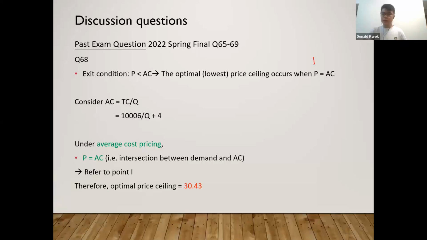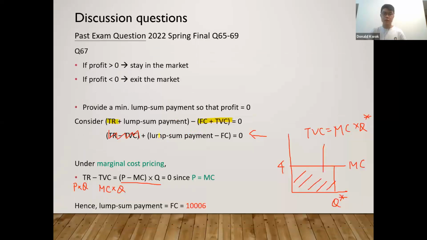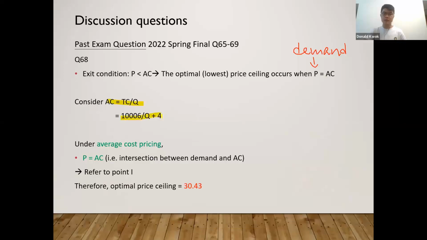So for the price, it is represented by the demand curve, whereas the AC is simply the average cost. So we are going to find the intersection between the demand curve and the average cost curve to solve this problem. This is why I would like to derive the average cost function here. How can I do that? Because we have the total cost function as this, we just divide the whole expression by Q, then we'll have the average cost as 10,006 divided by Q plus 4.